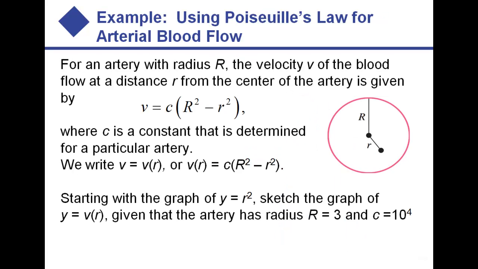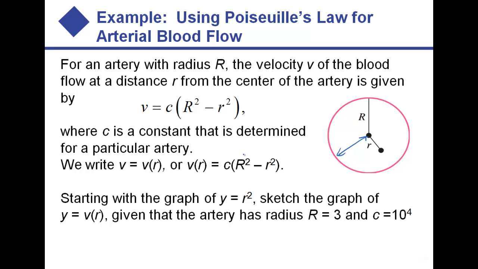Let's look at one last example. What you're looking at on the right is like a cross-sectional picture of an artery. Right? So if you have an artery with a radius capital R, we know that the velocity, which we'll call V, of the blood flow, so how fast your blood is flowing through your artery, is actually a function of its distance from the center of the artery. So the velocity of the blood through the artery is going to change as its distance from the center changes.